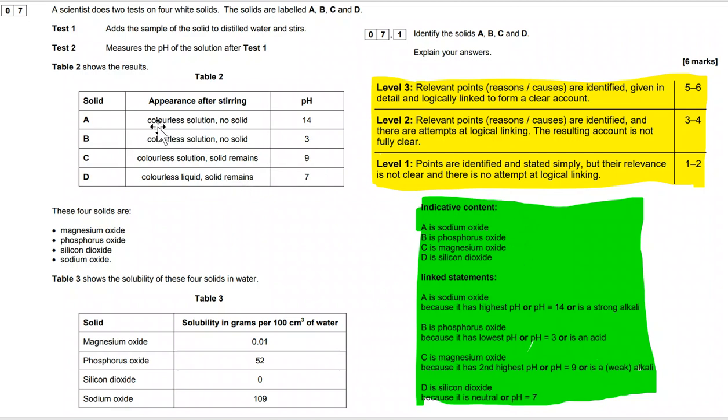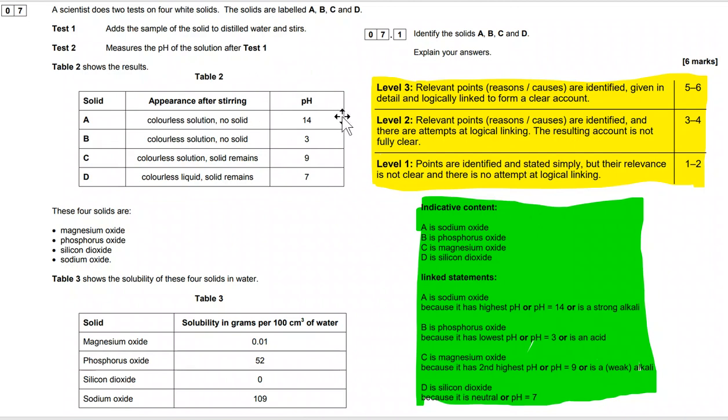A is sodium oxide. Now, sodium oxide, very soluble. We know that metal oxides are bases, and sodium oxide goes on to make sodium hydroxide. Now, we would expect that to be a strong alkali because it is so soluble. So A, sodium oxide, for that reason.